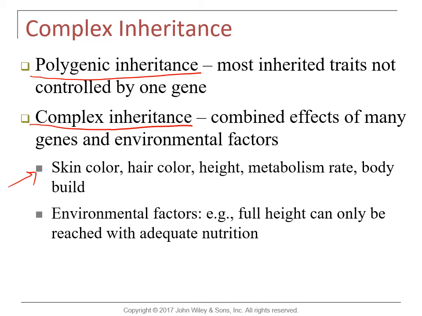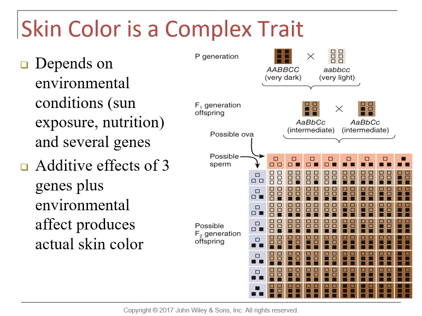In complex inheritance, one genotype can have many possible phenotypes depending on the environment, or one phenotype can include many possible genotypes. For example, even though a person inherits several genes for being tall, full height potential may not be reached due to environmental factors such as disease or malnutrition during the growth years. Skin color is a complex trait.